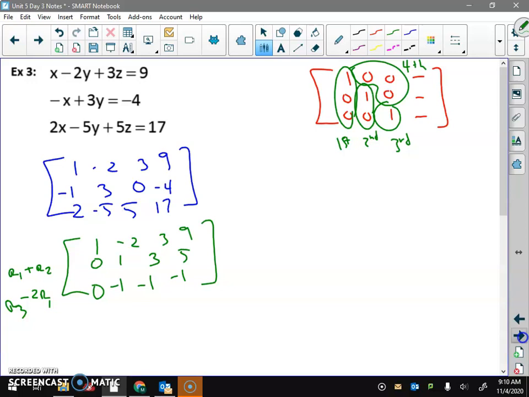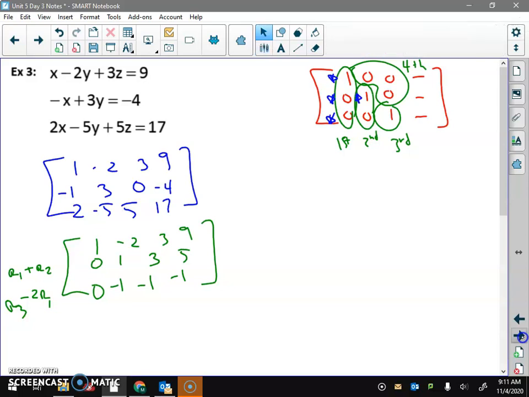If this sounds familiar, it should. It's an example we did yesterday. We're just practicing the steps, doesn't matter, but we're getting it into reduced row echelon form. So what do we got? I'm going to put blue stars here. Got it, got it, got it, got it.